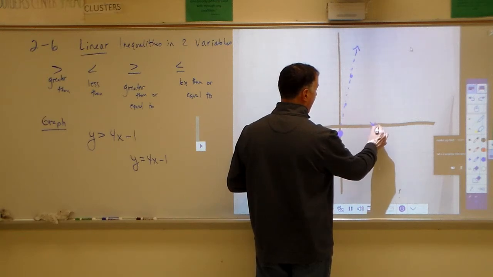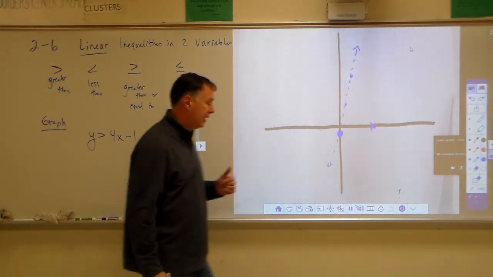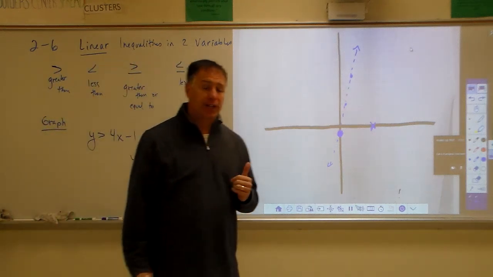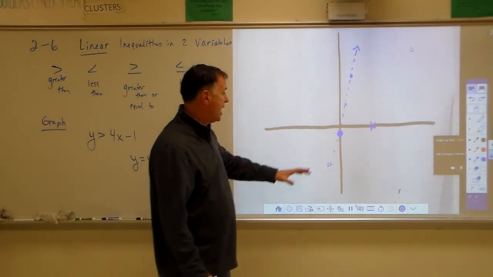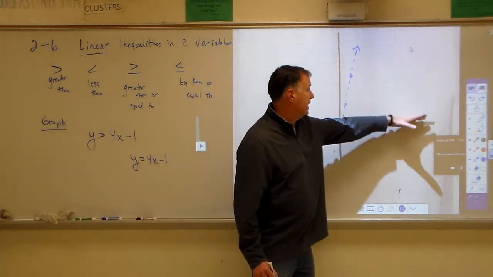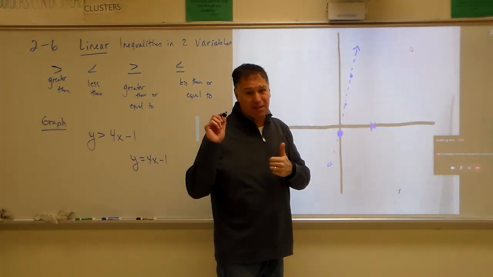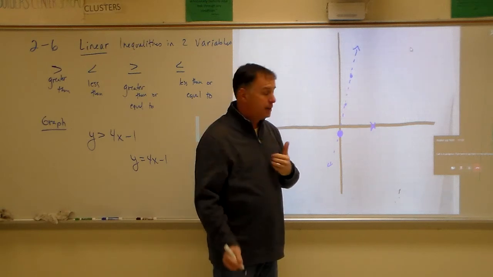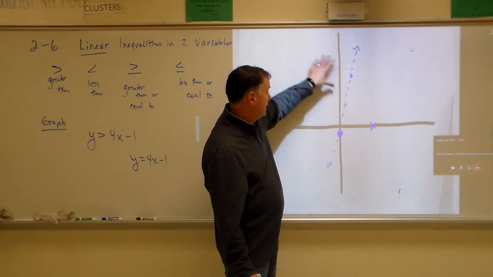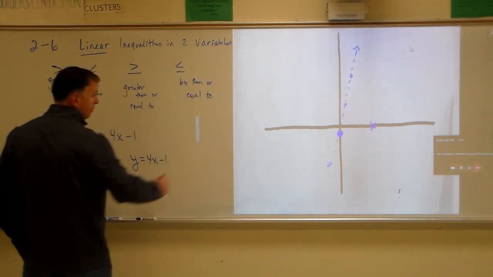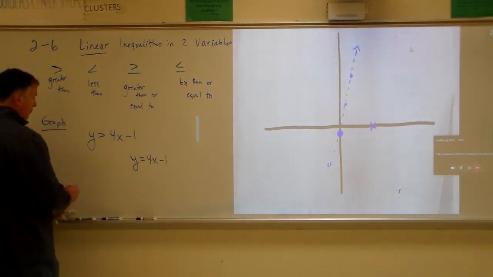Okay? And if this point, when I plug it in, is a solution, if it makes a true inequality, then I'm going to shade this side of my line. If I plug in this point and it doesn't make a true inequality, then I have to shade the opposite side of my line. Okay? So let's see. That point is what, 5, 0?